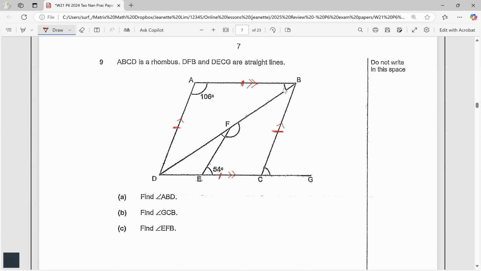Okay, so for part A, to find angle ABD, I will take 180 minus 106 and then divide by 2. So if I were to write in one line, it's 180 minus 106, and if I want to divide by 2, it's the whole thing, so use brackets.